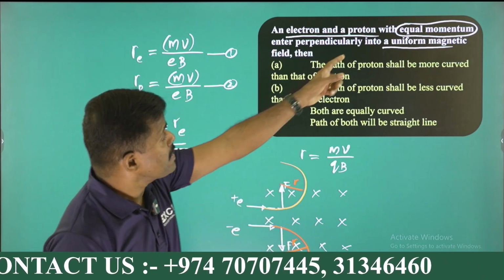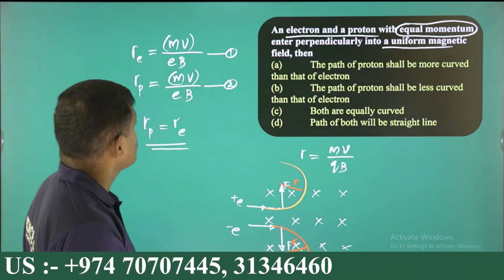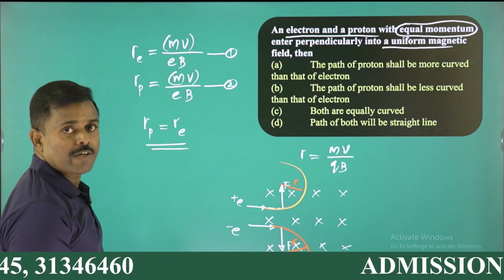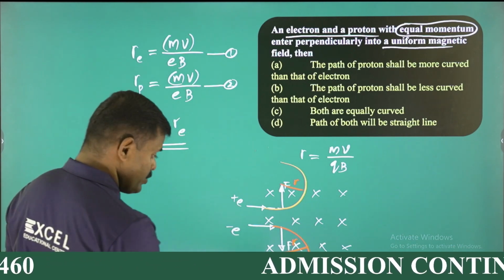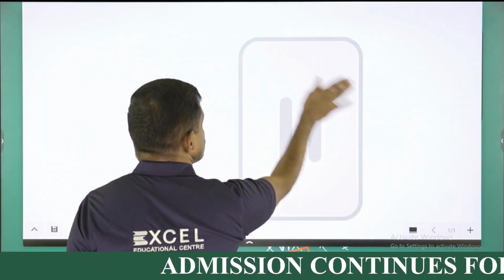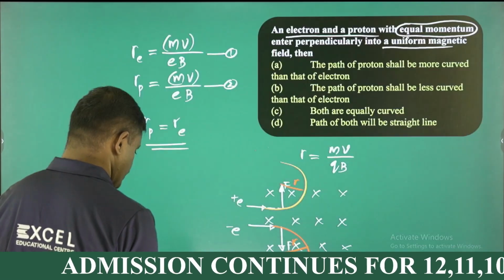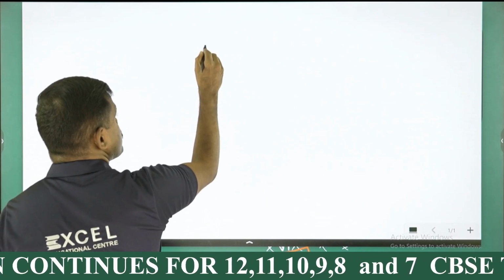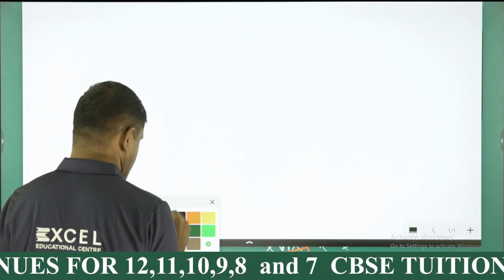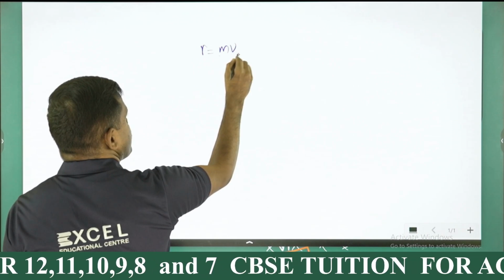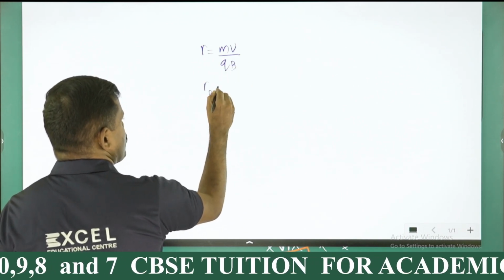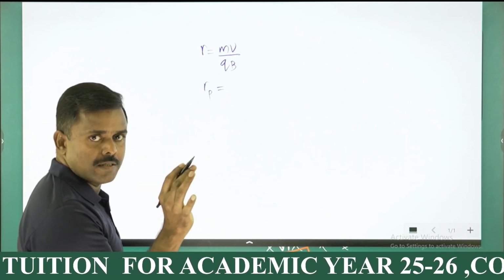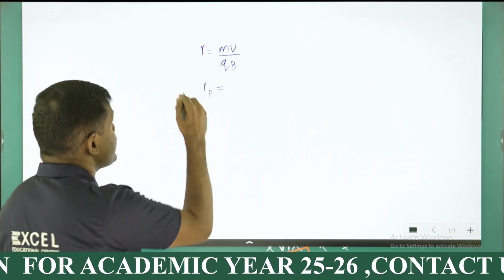The same question can come with equal velocity. Equal velocity means you must put the same v for both, but the masses will be different. Shall I do that question also? I'll do it, don't worry. This is how I do it. R is equal to mv divided by qB. Imagine they have the same velocity, not momentum. It's an additional question.